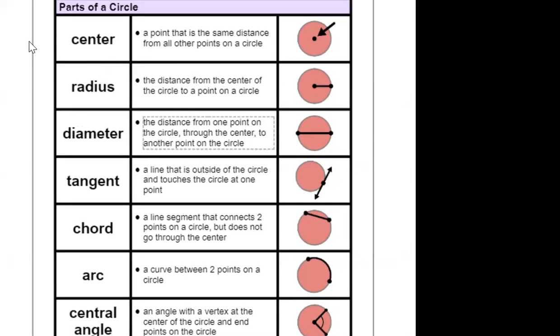Who wants to read the first word for me? Use your buzzer if you want to read the first word. All right, go ahead. A point the same distance from... center. Yeah, so our first word is center. That is a point that is the same distance from all other points on the circle. So it's the middle of the circle.